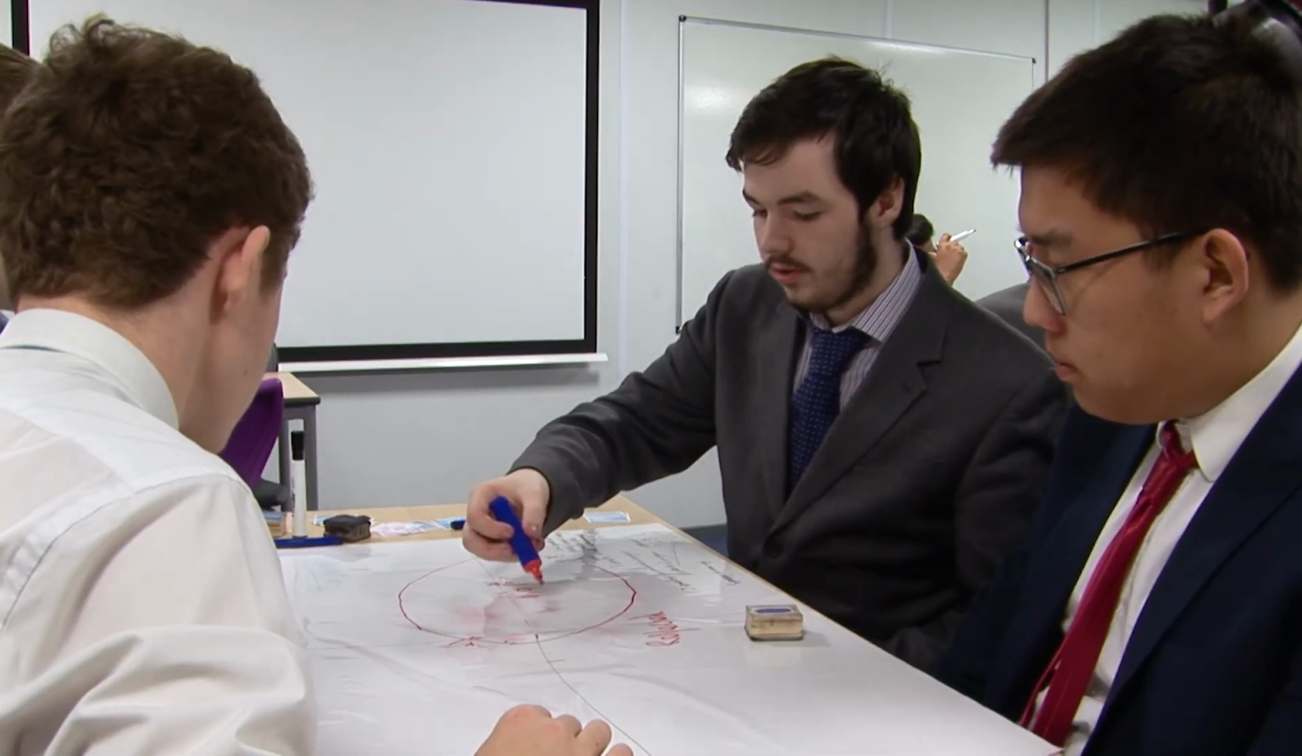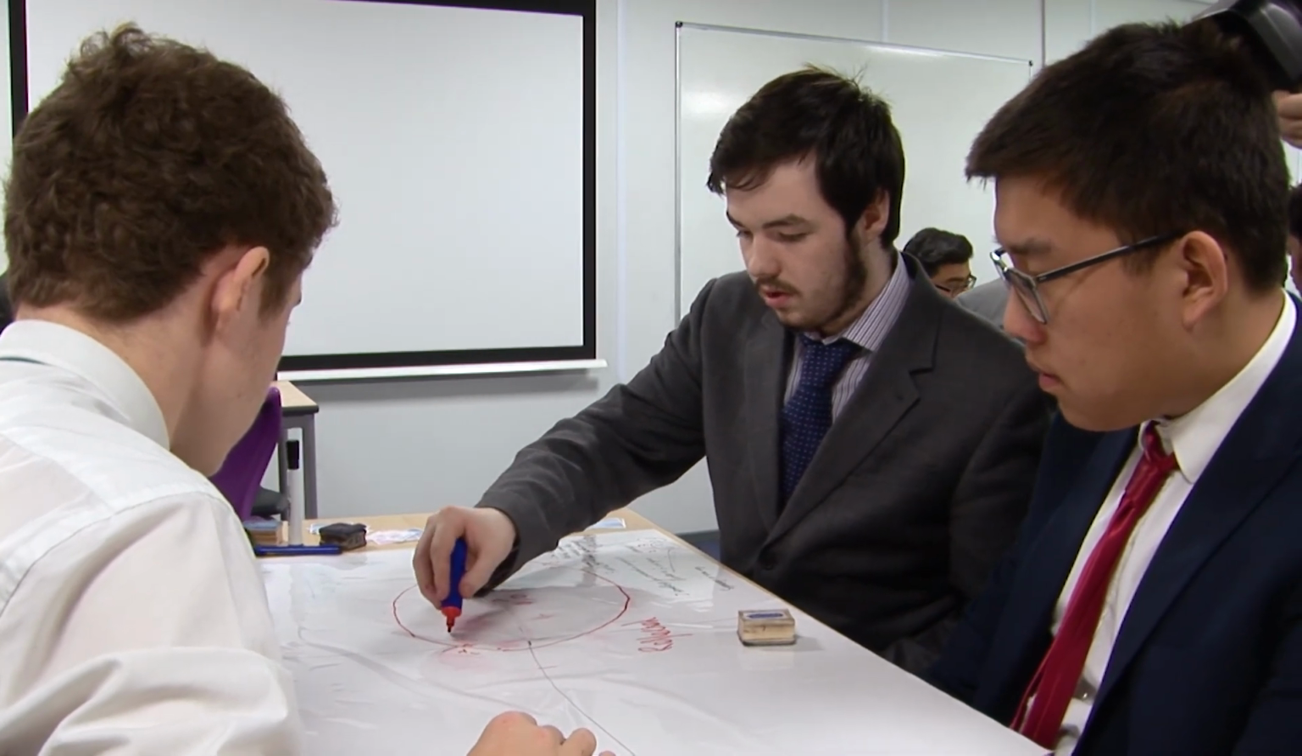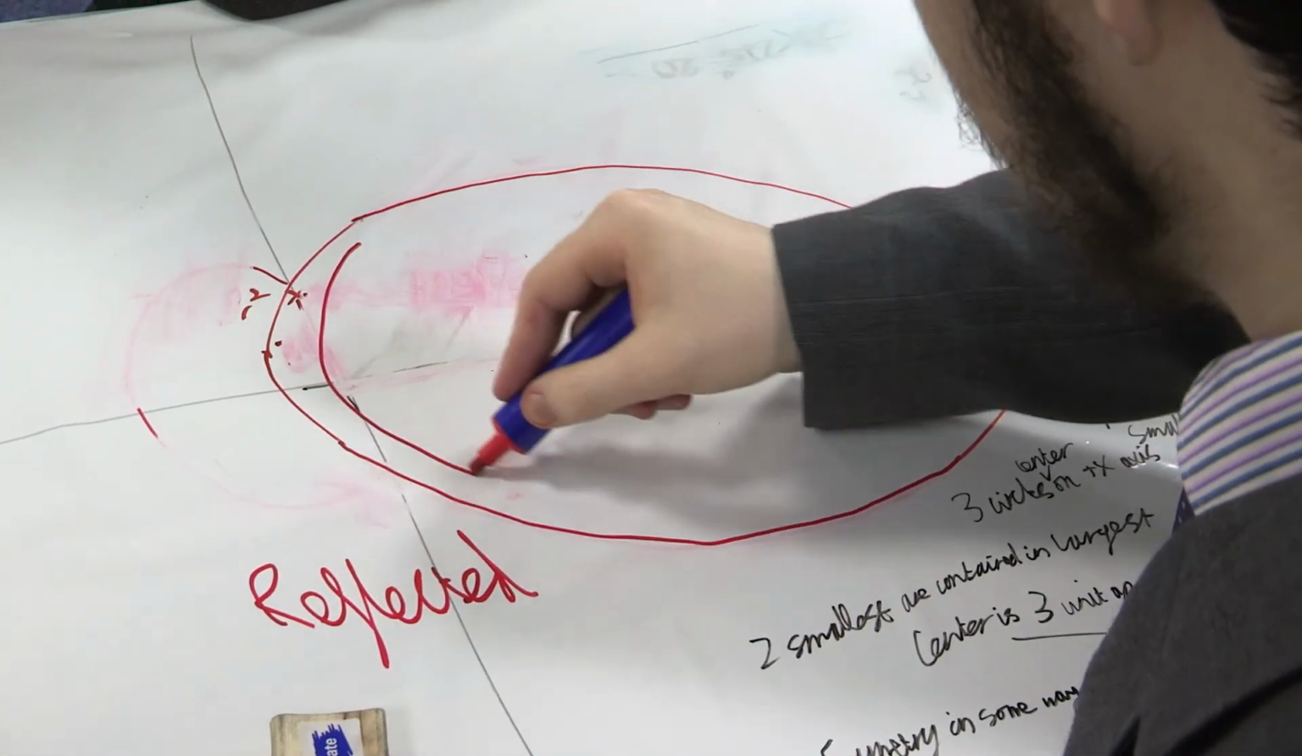So the second smallest circle passes through the origin, right? Yes, so the middle circle passes through the origin. Okay, so we know basically it's got to do something like that. Yes.